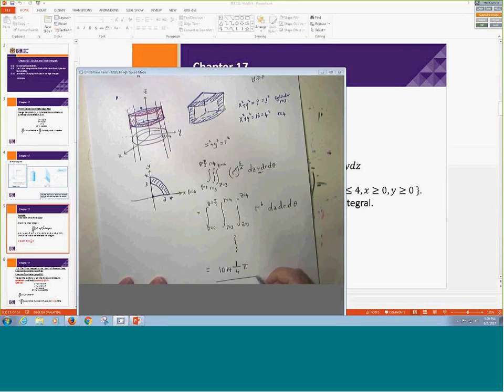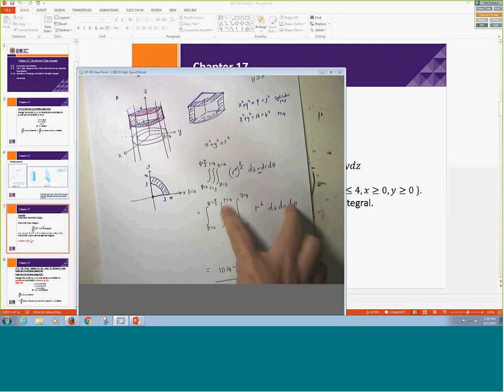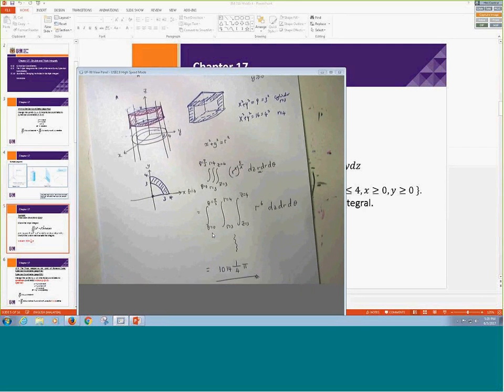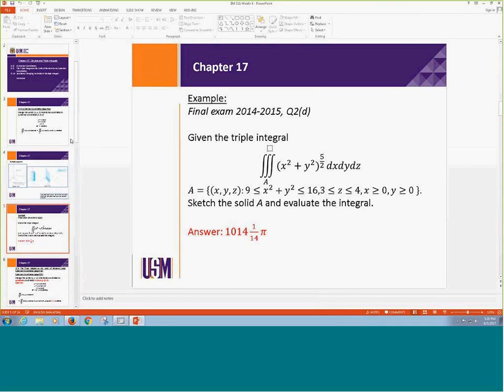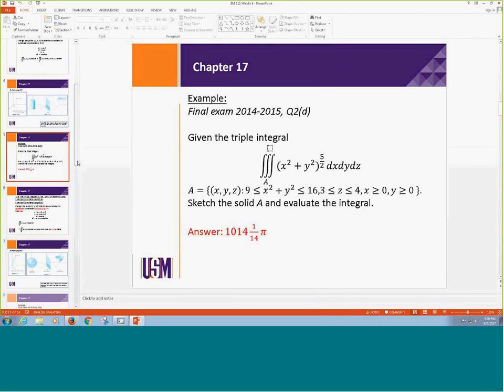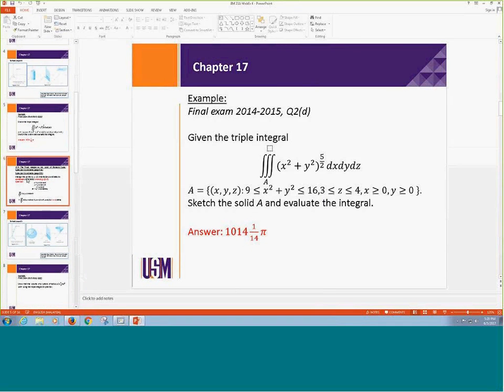So try and see whether you can get this answer. Because there is quite a lot that we need to cover, I will leave it to you to try and see whether you can get the answer.